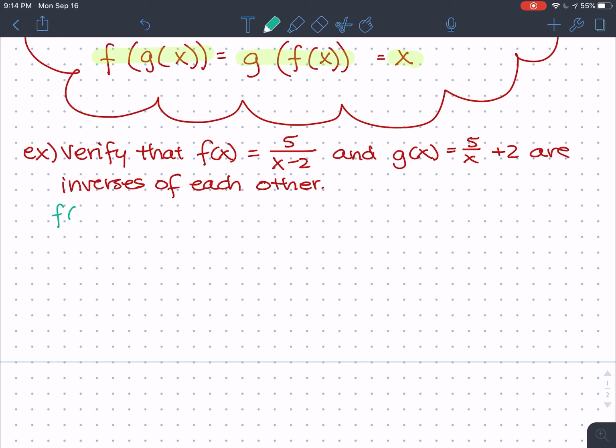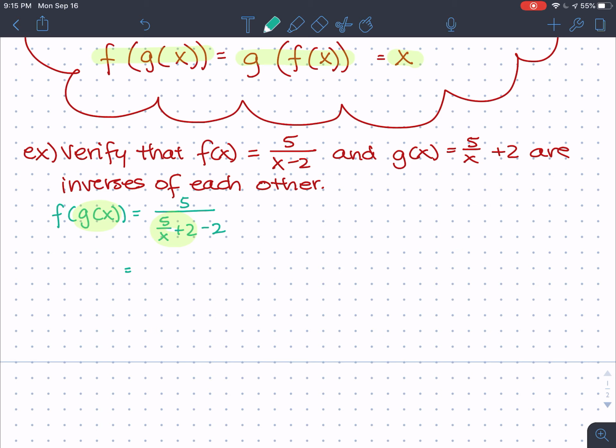So let's find f of g of x. Well, remember, this notation means we're going to take g of x and put it into f. So here's f, 5 over x minus 2, but instead of writing x, I'm going to write what g of x equals. And then I still have the minus 2. So this part right here was g of x.